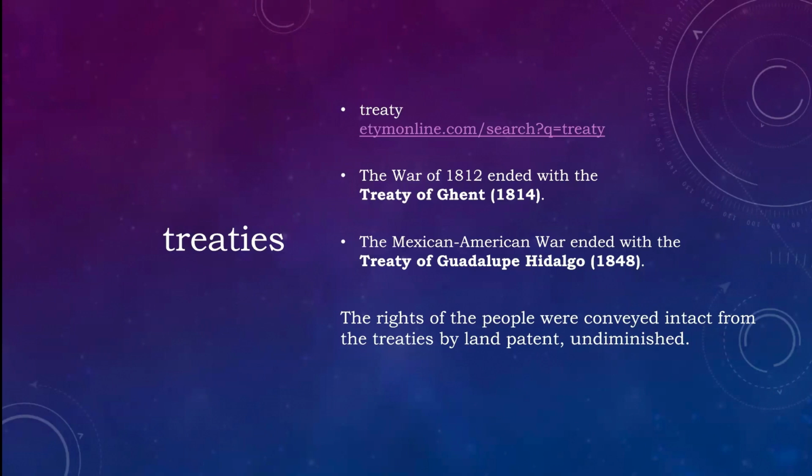These treaties are the highest form of law, as we discussed. And as such, they convey the law of the settlement of war to the people, and held by the government for the people, and then parceled out to the people by land patents. Okay, the rights of the people were conveyed intact from the treaties by land patent, undiminished, forever. I should have put that word in here again. It's such a good word, forever.